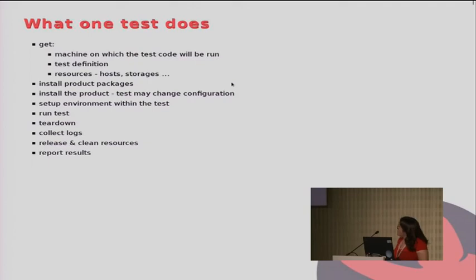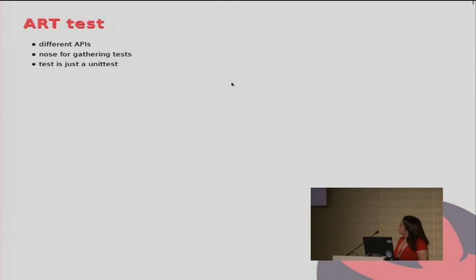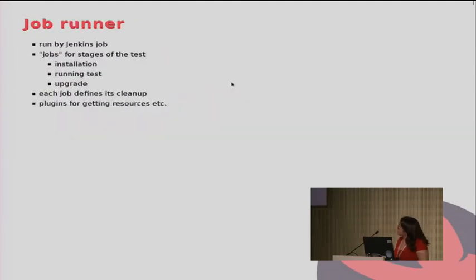I will go to this point later. But still, we have these points: install product packages, install and configure the product. So we have something which we call Japaner. And this is actually what is run by Jenkins. And we have something called jobs for every stage of this test. So this is installation, this is running this test. This is, for example, for upgrade, because sometimes you want to test what will happen with your system during upgrade. And each of such jobs defines its cleanup. So for example, if you have a job for installation, it defines that cleanup is remove all these packages. Okay, and it has plugins for getting resources, because sometimes you need resources on this stage just for installation. Sometimes you need it within the test, sometimes you need it also here.